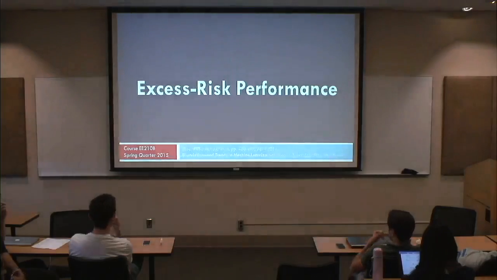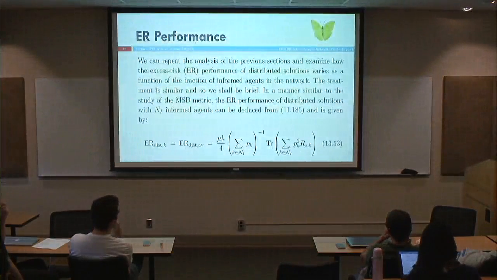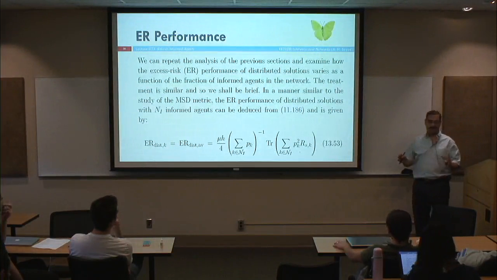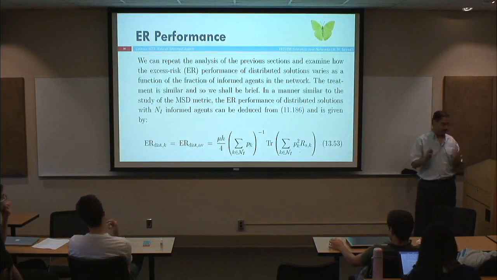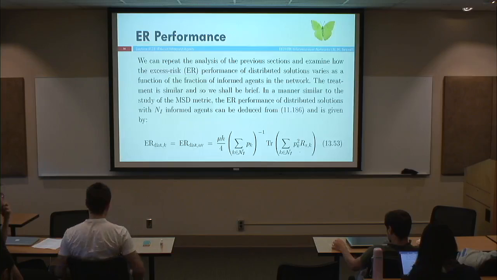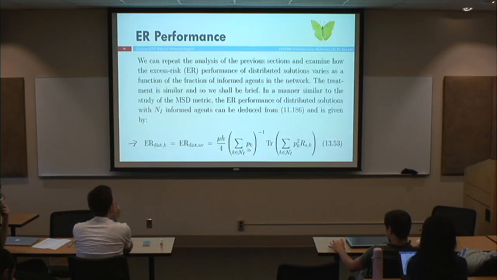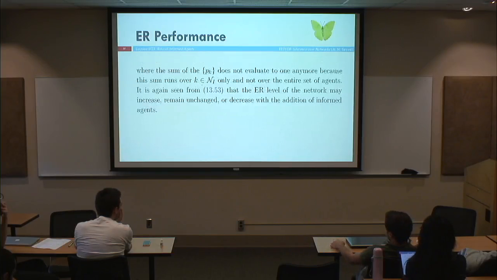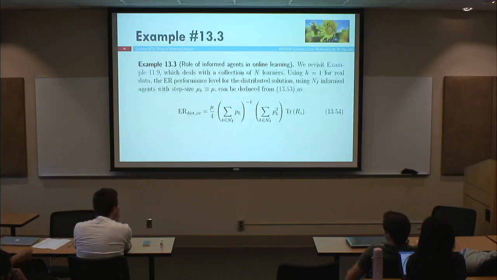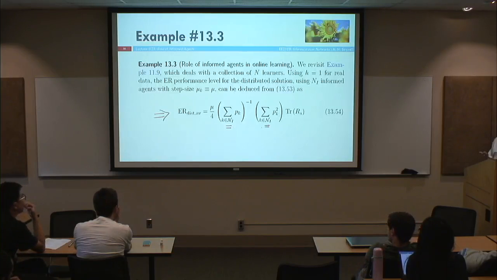Okay? And then the last part of this lecture is just to tell you that similar conclusions hold for the ER. So I'm going to go quickly through this. Remember, this is the expression for the excess risk. It depends on P, RS, because this is the real case, there is no H, correct? Then again, we have informed agents, uninformed agents. This is an example of what the expression will be if I have informed agents and sub I of them.